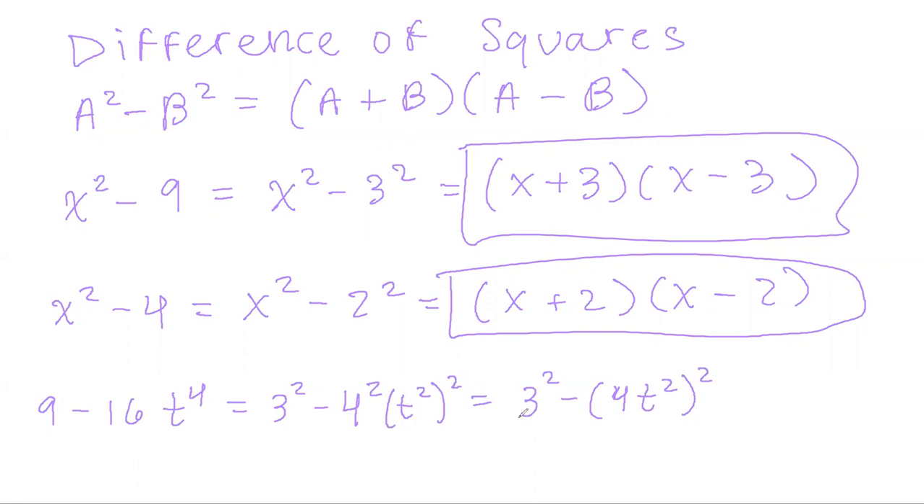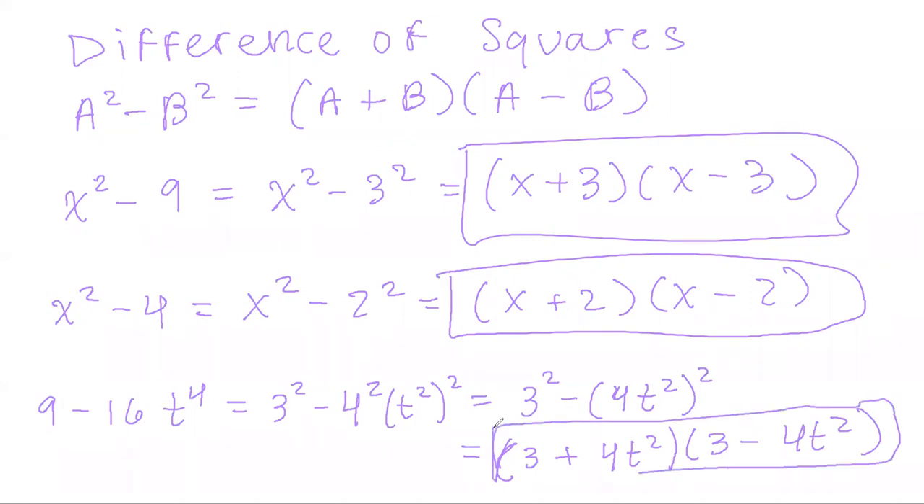And so now that I have them written in this form, I can go ahead and write the factored form of 3 plus 4t squared, and then 3 minus 4t squared, like that. So really the thing is you just write them as squares, and then you just follow from this form.